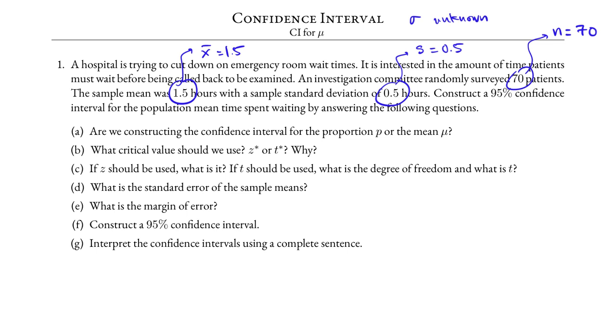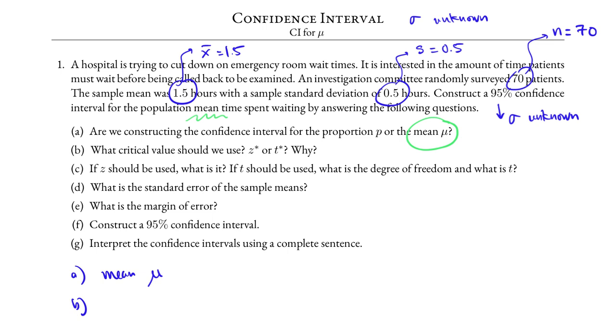We are constructing a 95% confidence interval. And in this case, since sigma is unknown, we would need to follow the proper procedure. A. Are we constructing the confidence interval for the proportion p or the mean mu? If we read the question carefully, we will see that we're looking for the confidence interval for the population mean. And so the answer is the confidence interval for the mean mu. That is part A, mean mu.